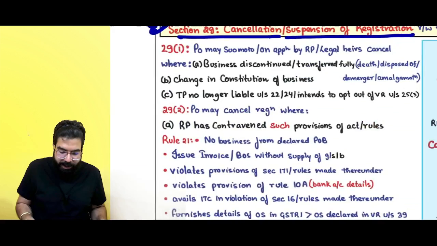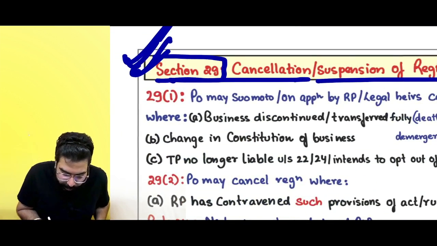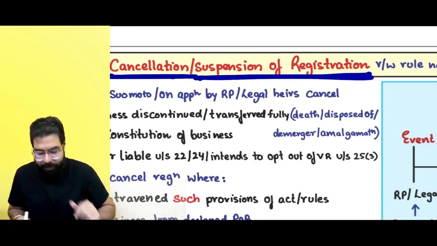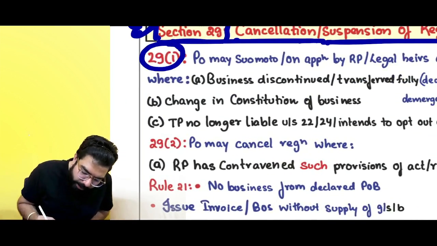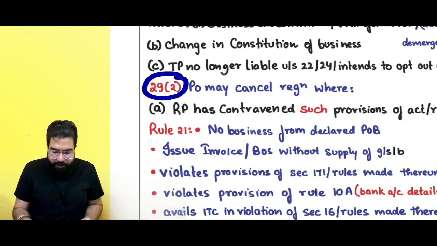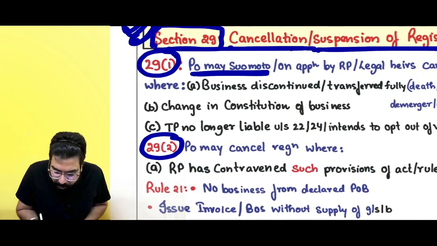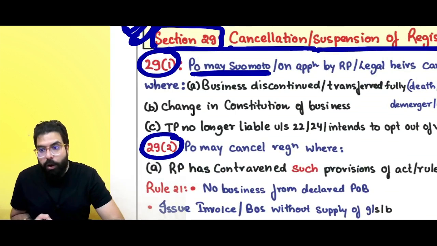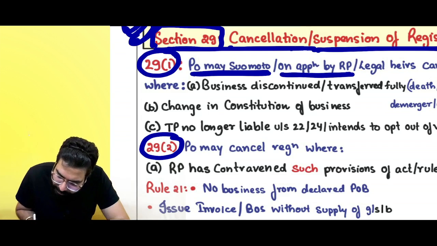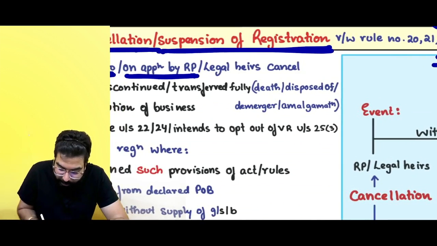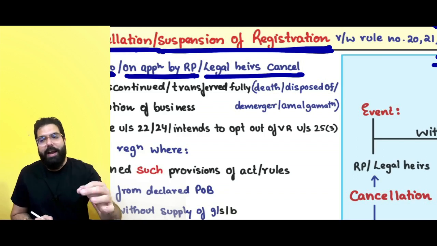People, listen to me very carefully. Section number 29 talks about cancellation or suspension of registration. Section number 29.1 and section number 29.2. Section number 29.1 goes ahead and says when the proper officer may suo moto cancel your registration, proper officer will suo moto cancel. Or on an application by the registered person, if you want, you can go ahead and apply. Or one person is gone, then legal heirs also can go ahead and apply.